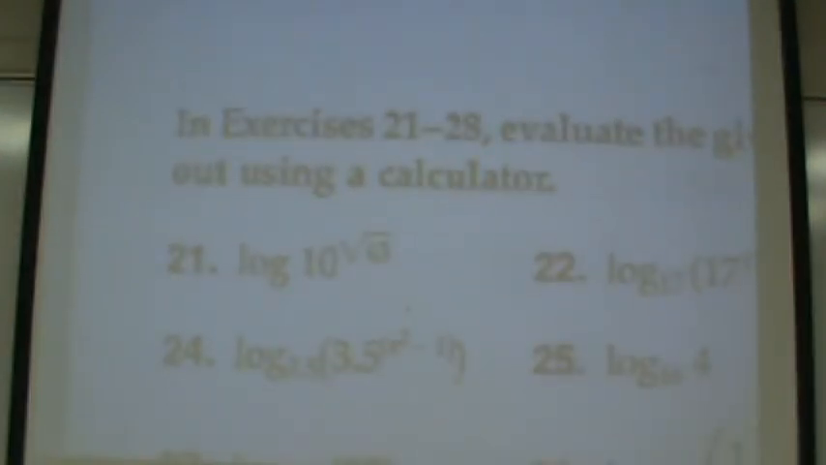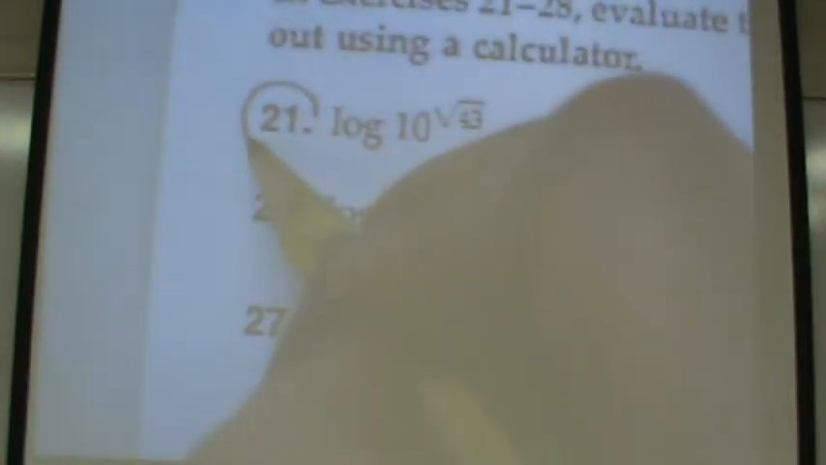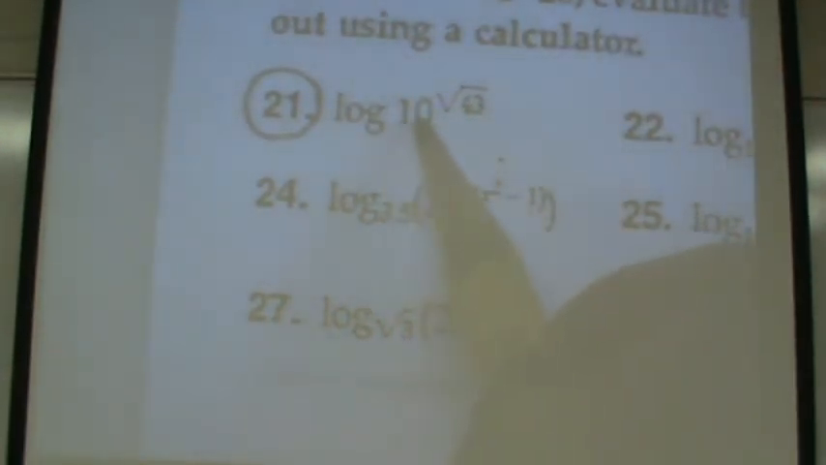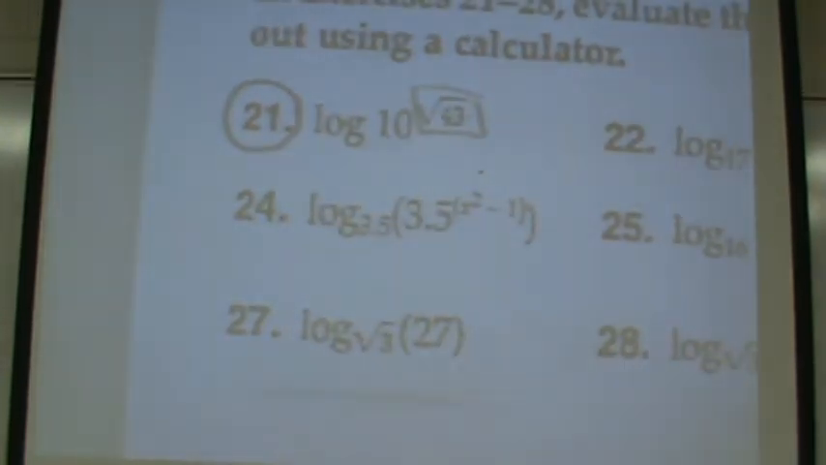These ones are asking you to evaluate. So you might have to do some toggling back and forth. Some of them are easier than others, like this one, 21. The answer should scream out at you. What's this base and what's this number right here? These are both 10s, so what's your answer going to be? Square root of 43, because that goes in front. So for 21, it's the square root of 43.